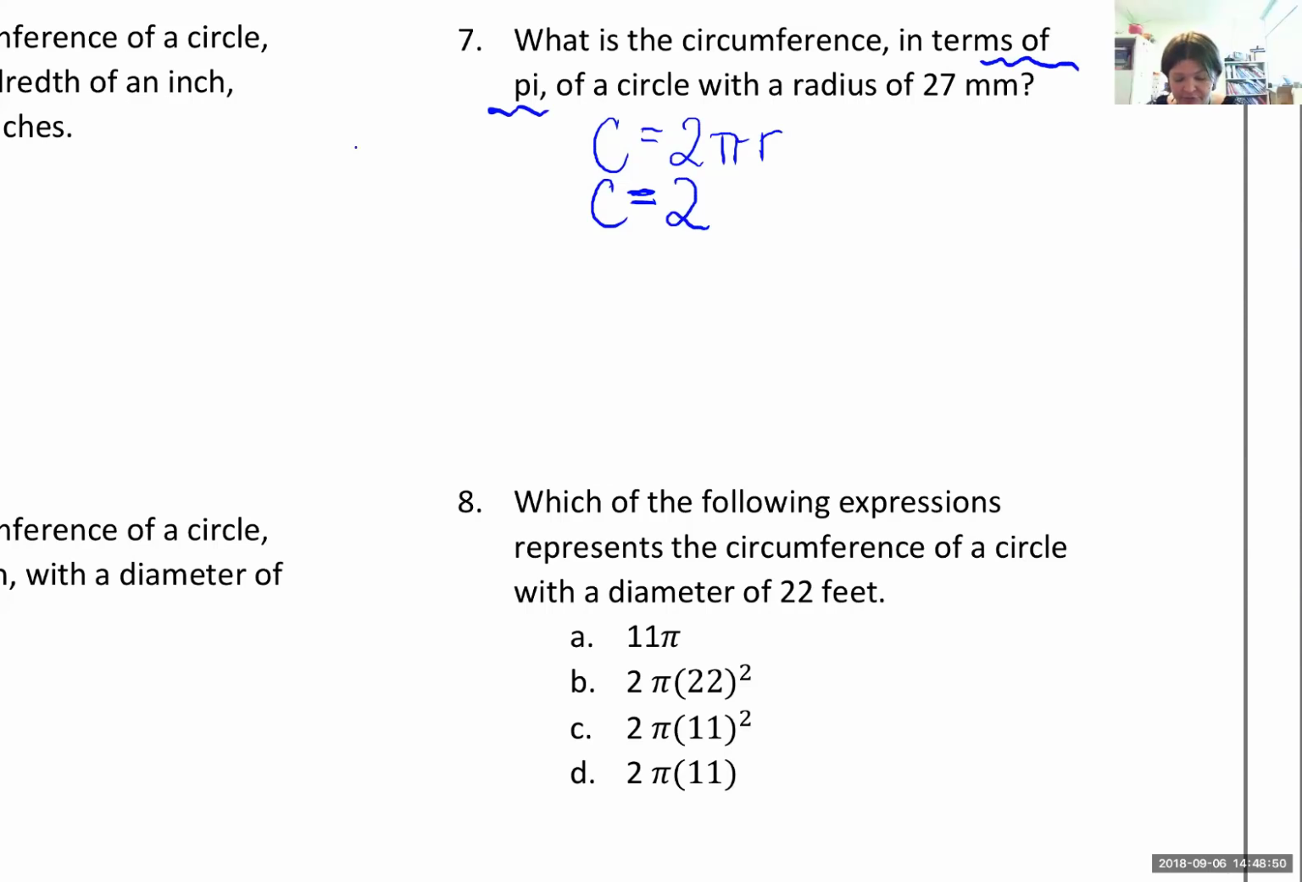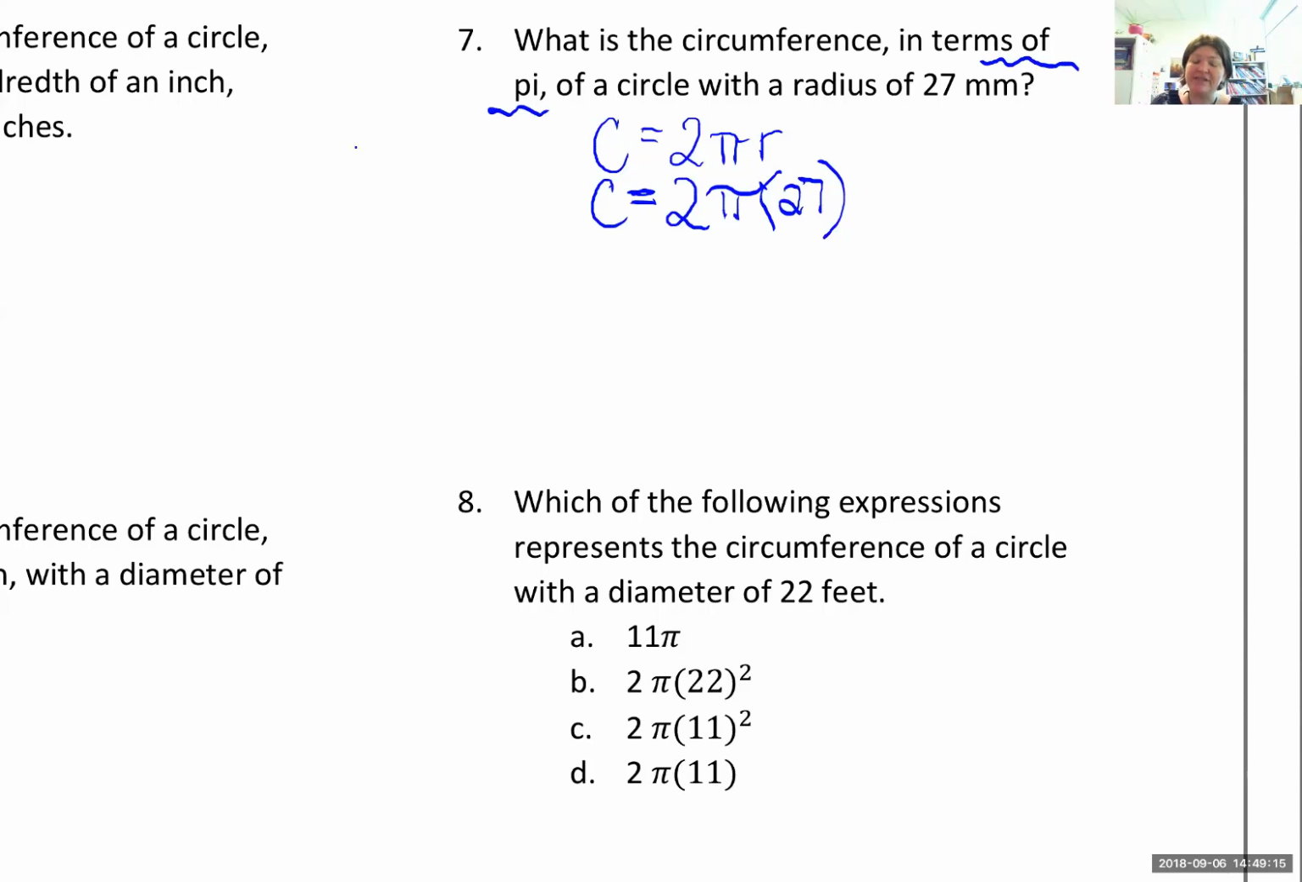Okay, I'll leave it in terms of pi. So I leave my pi, and then my radius is not a mystery. My radius is known. What is my radius? 27. Now, once again, students freak out. They're like, how am I supposed to do this multiplying here? These three things are all multiplying: 2 times pi times 27. And the deal is you're just going to leave pi. So all you have to deal with is the numbers.